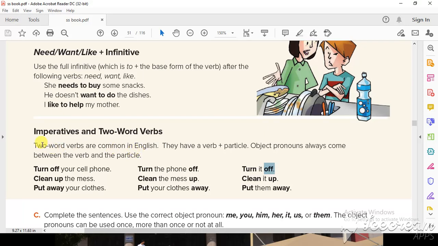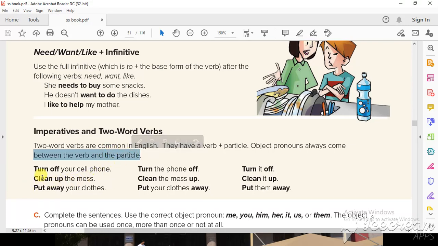So we have three sections. First one, two-word verbs are common in English. هي شائعة جدا في اللغة الإنجليزية. They have a verb, عندي verb plus a particle. Right? Object pronouns always come between the verb and the particle.